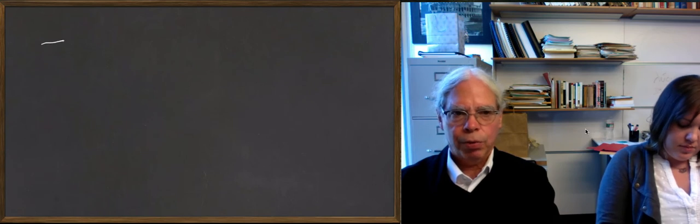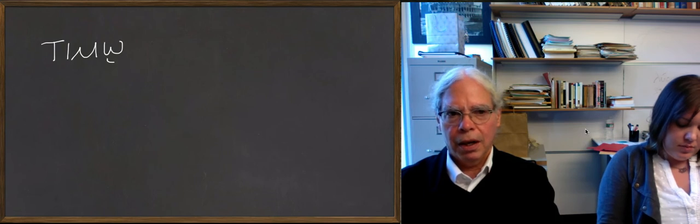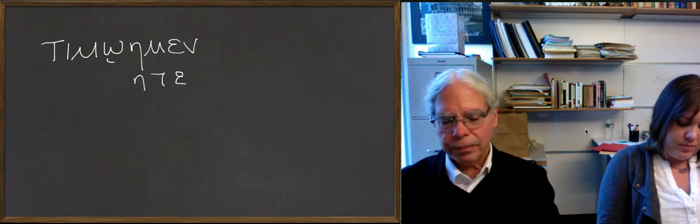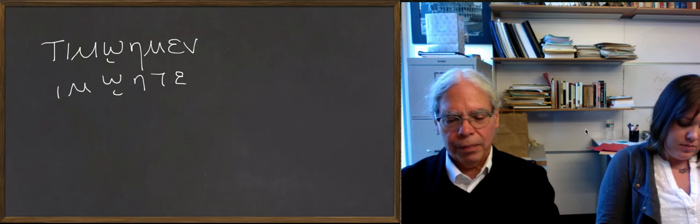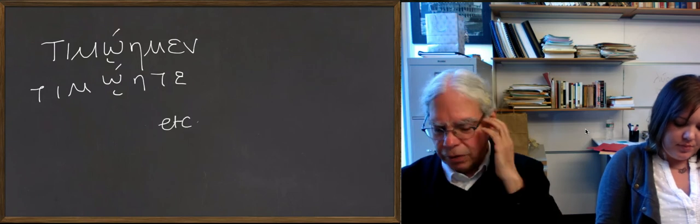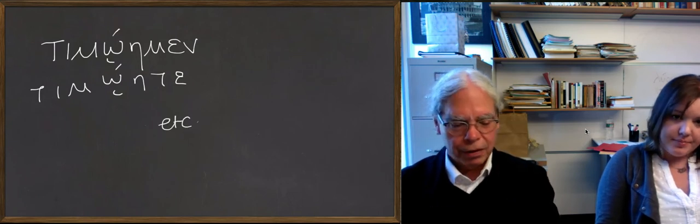So the regular plural of the present optative of timao is timōiēmen, timōiēte, and so forth. Yes, they actually give you both forms, the singular and the plural. The plural iota eta is more common, and the one without the eta you also see in the plural, in the singular. So you have to be ready for a mixture of these things.